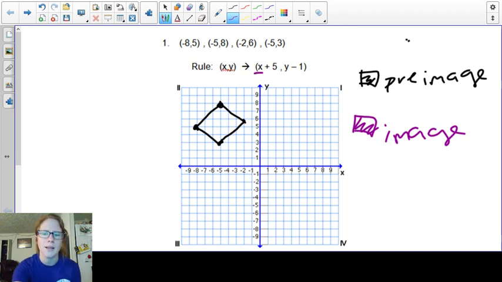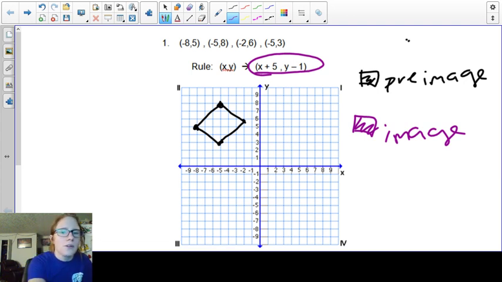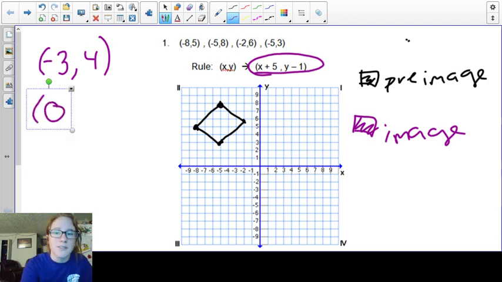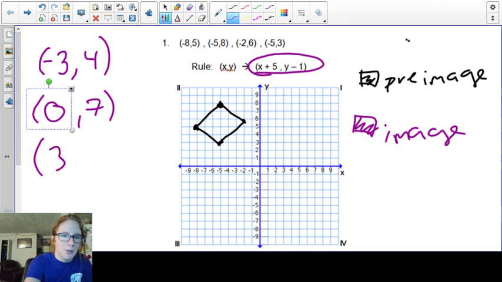So we're going to go ahead and do this rule. So we're going to add 5 to my x's and subtract 1 from my y's. So that first part, I have -8 plus 5, which is -3. And then 5 minus 1, which is 4. My new point will be at 0, because -5 plus 5 is 0. And 7. I'll be at 3, 5. And I'll be at 0, 2.